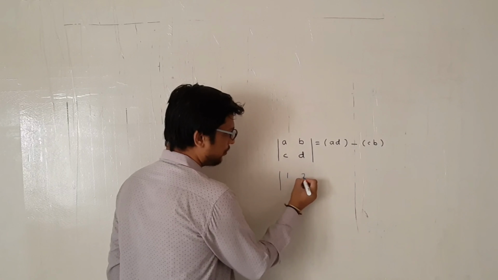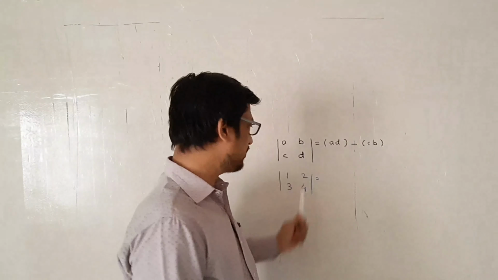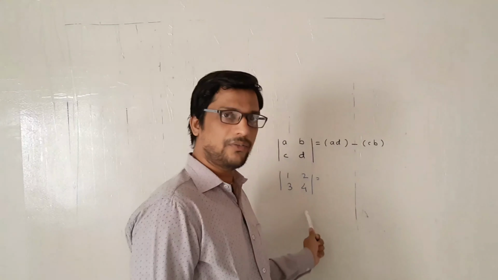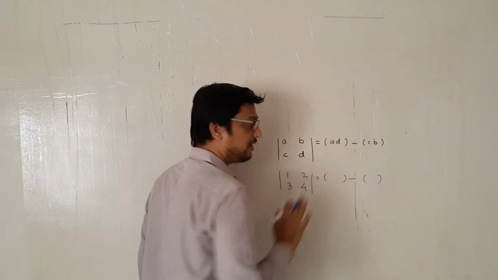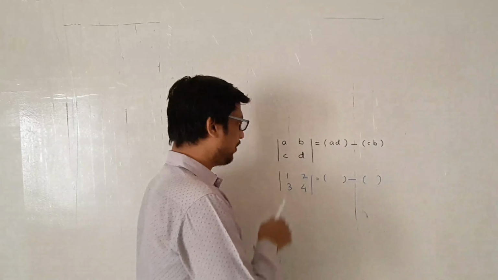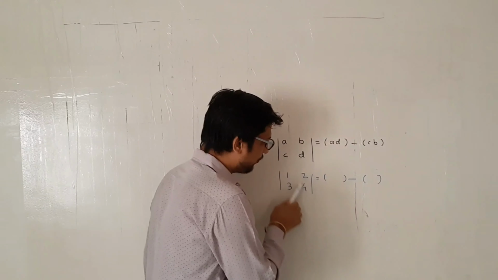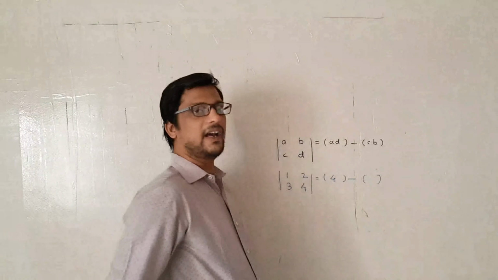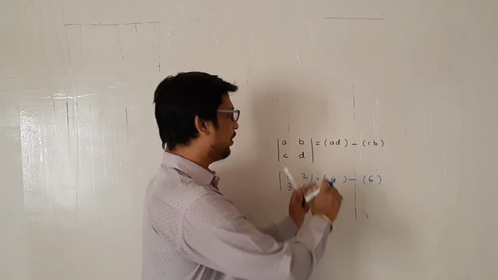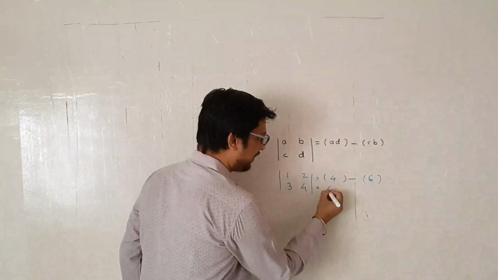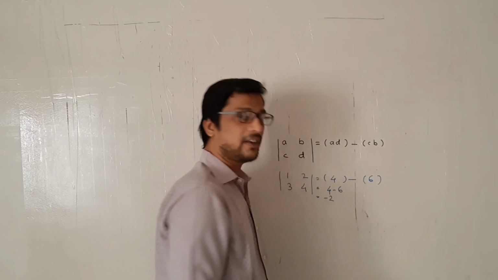Now let us see an example of this. I have 1, 2, 3, 4. This is my determinant with numbers 1, 2, 3, 4. Now I have to obtain the value of this determinant. Then what will I do? First I will draw two brackets, and I will place a minus sign in between. Then in the first bracket, which number am I going to write? This into this. So 1 into 4 will become 4, and 3 into 2, 3 twos are 6. Now I will remove the brackets. So this will remain as it is, 4 minus 6. And 4 minus 6 is nothing but minus 2.